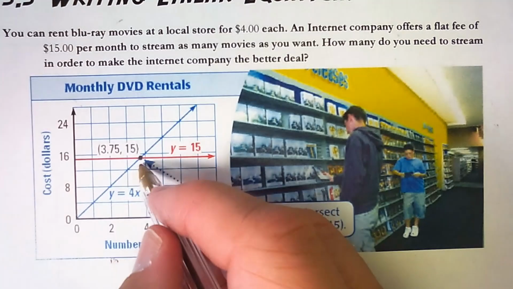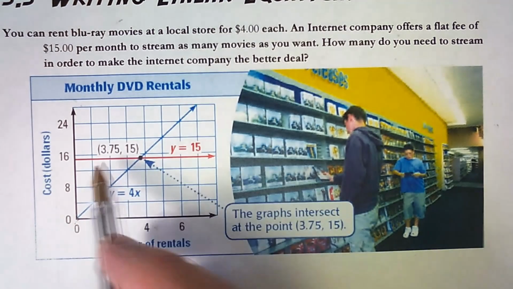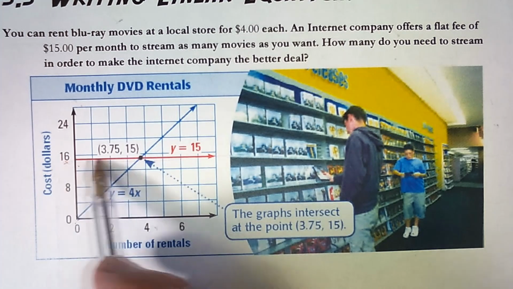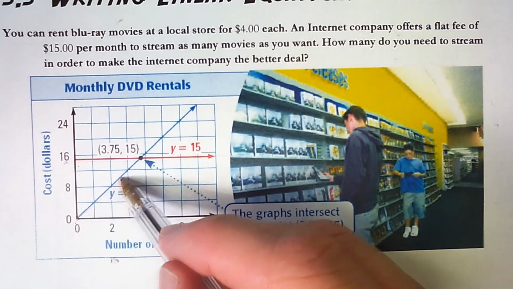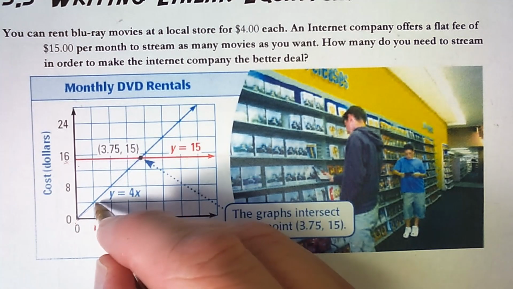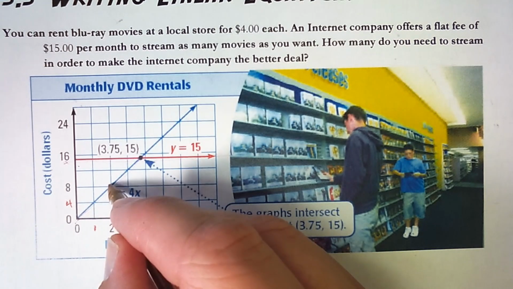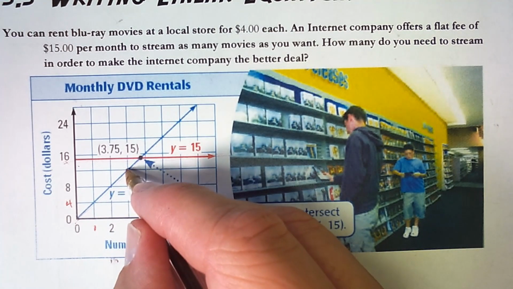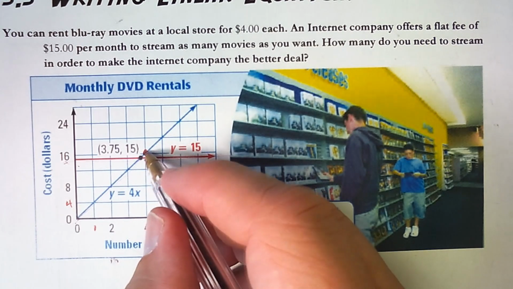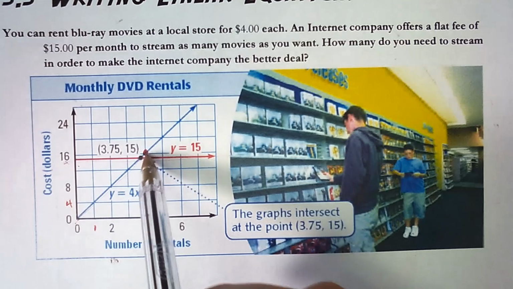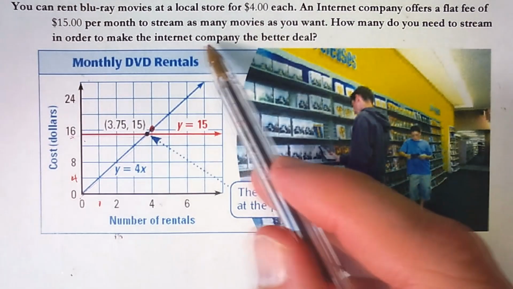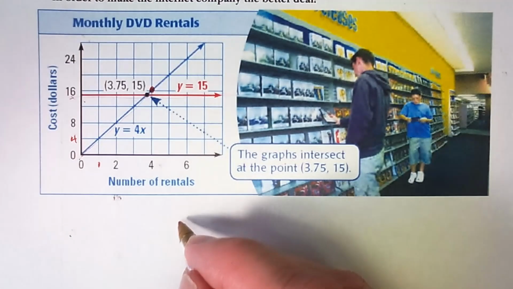Okay, so here are two lines. So the red represents the internet company. It's just $15. Y equals $15. This line right here is the rental store. If you rent one movie, it costs you $4. 2 movies, $8. 3 movies, $12. 4 movies, you're at $16 now. You've already spent more at the rental store than you would have if you had streamed them. Okay? So how many movies do you need to stream to make the internet company a better deal?